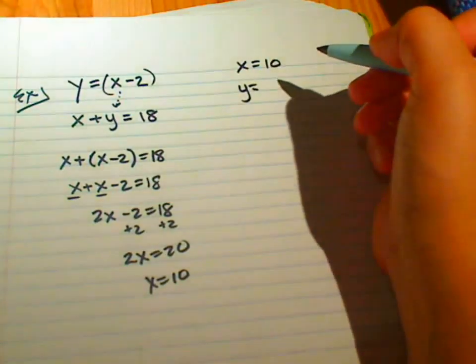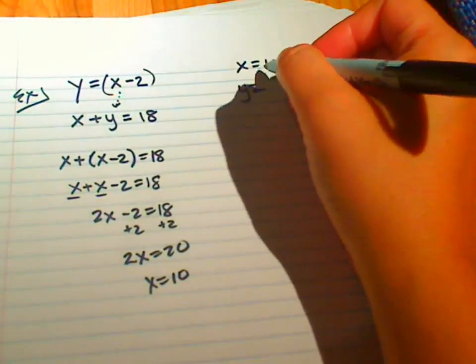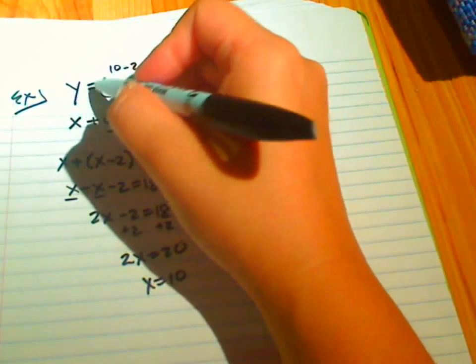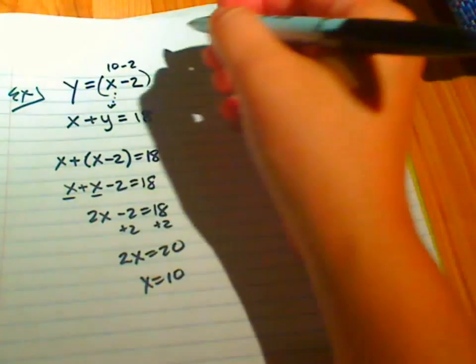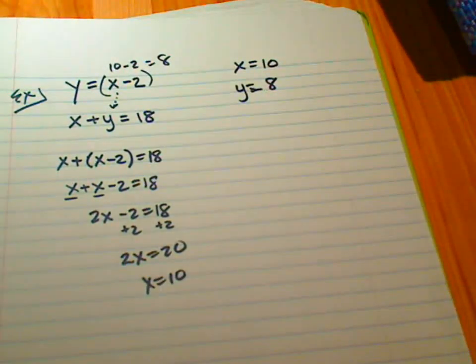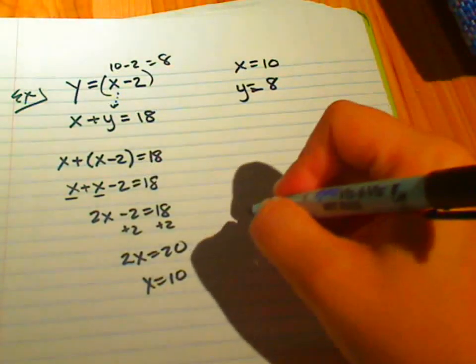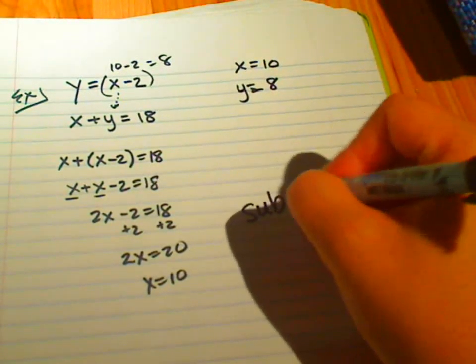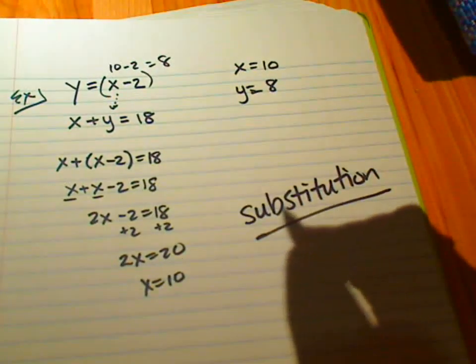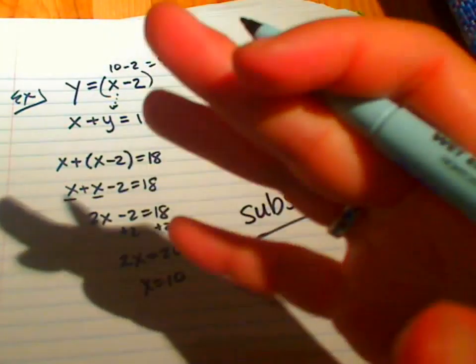You always need to figure out the other one. If x is 10, I'm going to plug it in here. So that one looks easier because I know y equals whatever I do on this side. So y equals 8 for this one. So that's what we do when we plug in. This is called substitution. Substitution is just plugging in something for one of the variables.